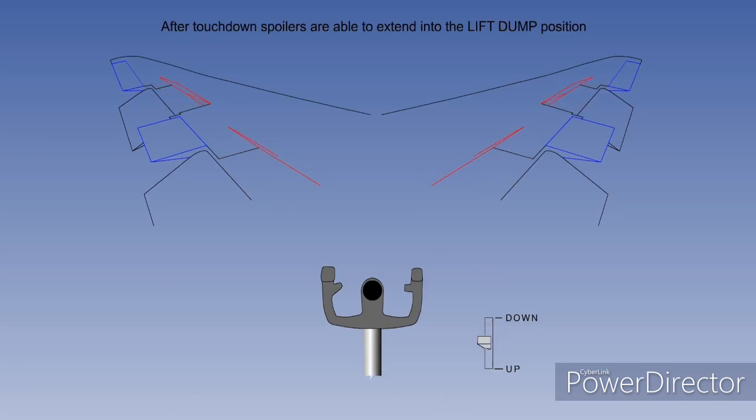After touchdown, the air-ground logic system senses the aircraft is on the ground and removes the restriction on speed brake angle. When full speed brakes are demanded from the flight deck with the aircraft on the ground, the speed brakes deploy to a much larger angle than in flight. This is called lift dump.